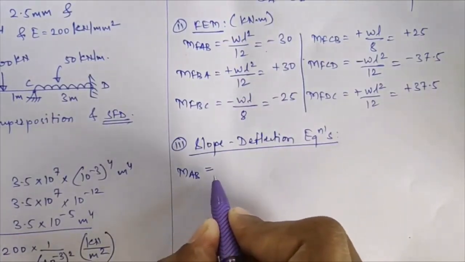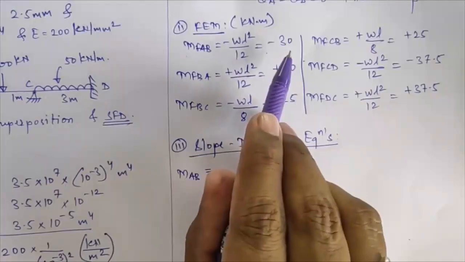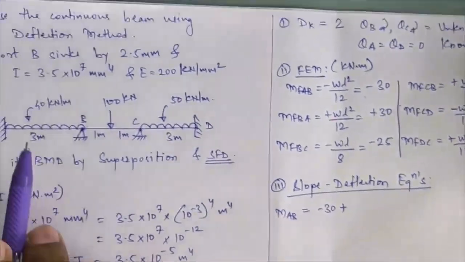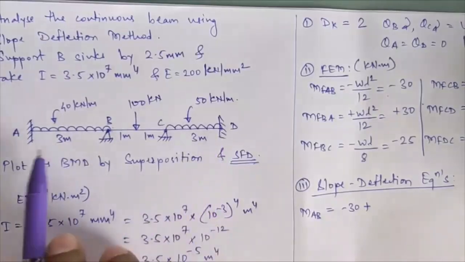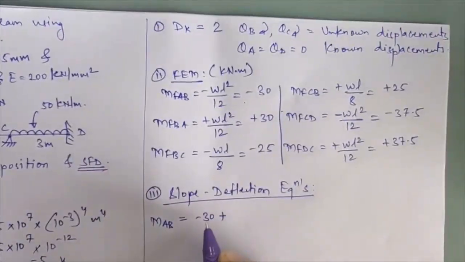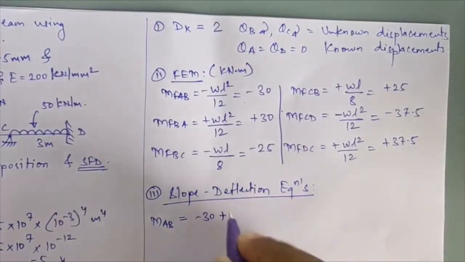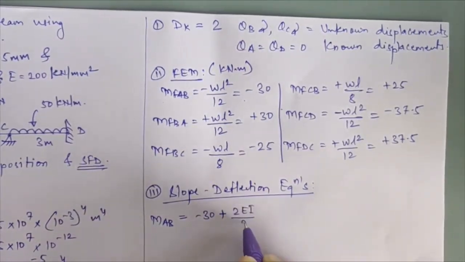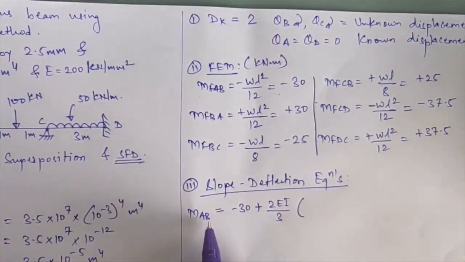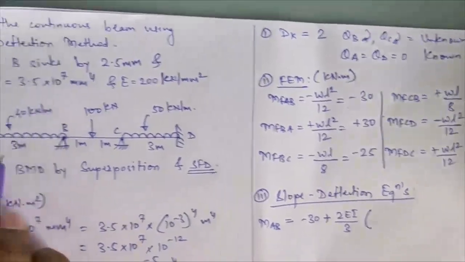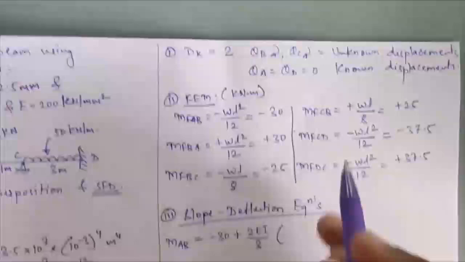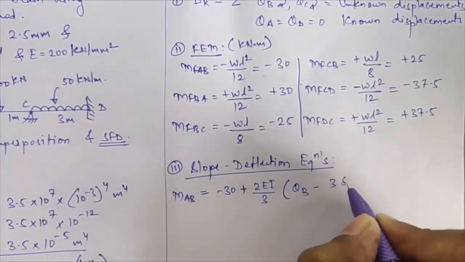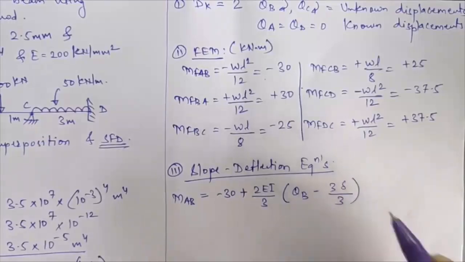So the equation for MAB is equal to MFAB, that we have calculated as minus 30, plus 2EI upon L. The I value is given to you as the same throughout, there is no variation of I value. So that is minus 30 plus 2EI upon L. L is 3. So that becomes 2EI divided by 3 into bracket. Near end is A, far end is B, but near end is fixed, that is theta A comes here equal to 0. So I'll get directly theta B minus 3 times delta divided by length of span, which is 3 meter.